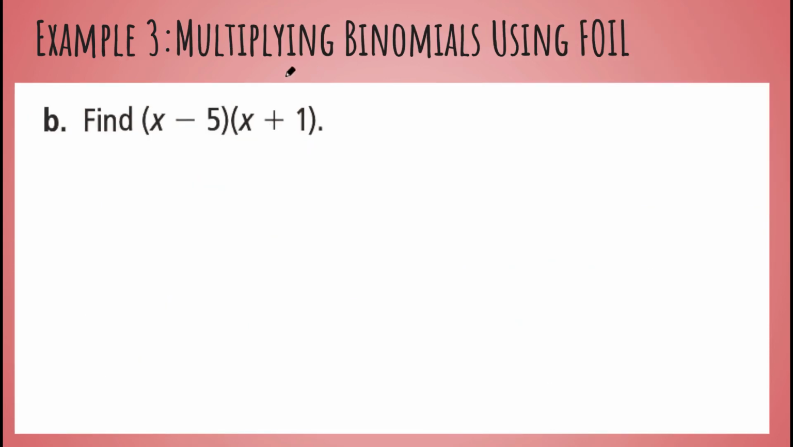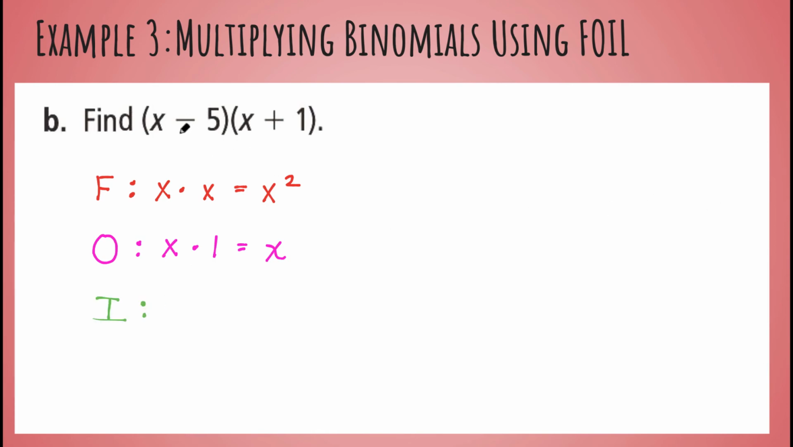Okay, so I'm looking at another example where I'm using FOIL. So here I have x minus 5, the first binomial, multiplied to x plus 1. So again, I'm just going to write out my FOIL steps. So I'm going to actually use the letters. So this is going to be x times x. So I get x squared. My outer terms, x and a 1. So x times 1 is just x.